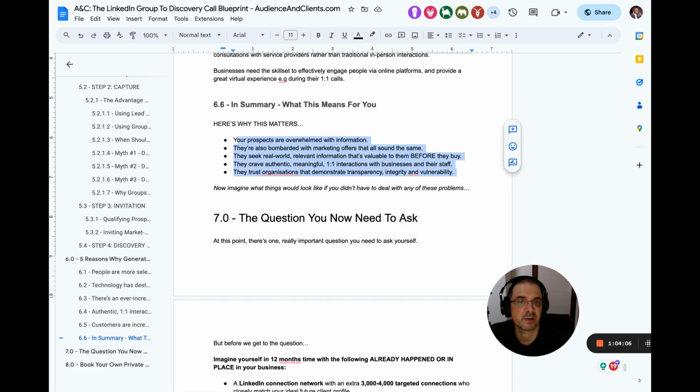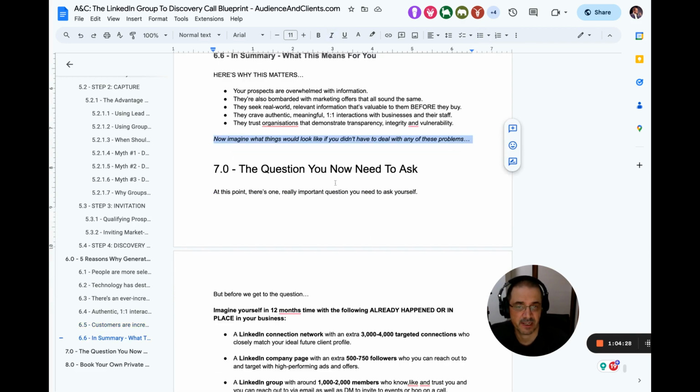They're bombarded with marketing offers that all sound the same. They seek real-world relevant information that's valuable to them before they buy. Key, before they buy. They crave authentic, meaningful one-to-one interactions with businesses and their staff, and they trust organizations that demonstrate transparency, integrity, and vulnerability.